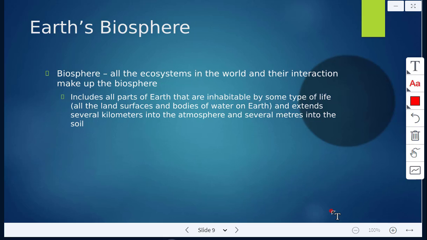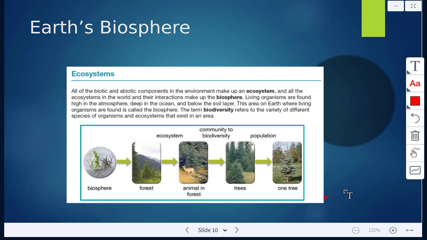Earth's biosphere consists of all the ecosystems in the world and their interactions. That's what makes up the biosphere. It includes all parts of Earth that are inhabitable by some type of life, so all the land surfaces and bodies of water on Earth. It also extends several kilometers into the atmosphere and several meters into the soil. All the biotic and abiotic components in the environment make up the ecosystem, and all the ecosystems in the world and their interactions make up the biosphere.